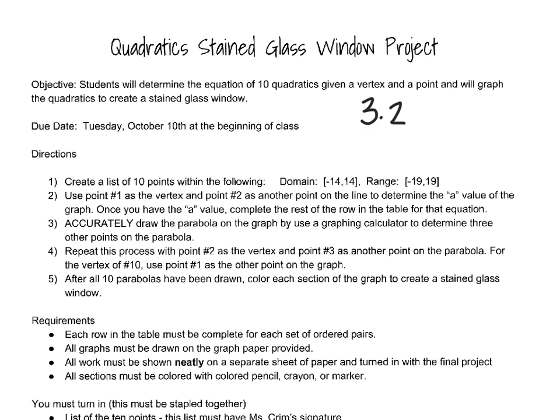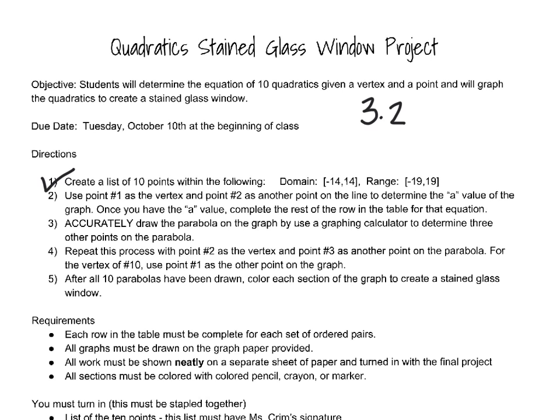So the first step is you need to create a list of 10 points with the following domain and range information. We have already done this; it's what you did in class yesterday. Now, and I'm going to explain these in detail in a minute, we're going to use point number 1 as a vertex and point number 2 as another point on the parabola to determine the A value, which is what we've been learning how to do.